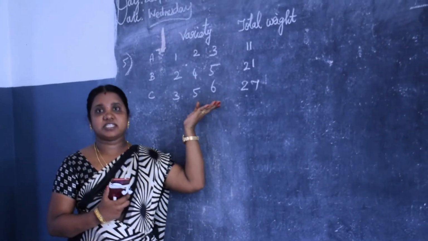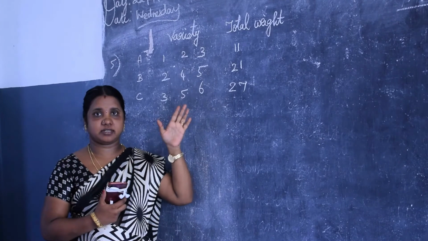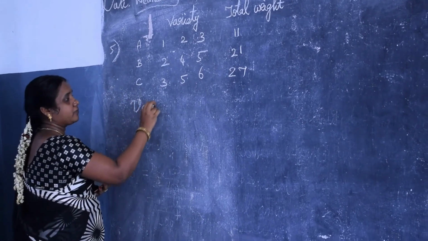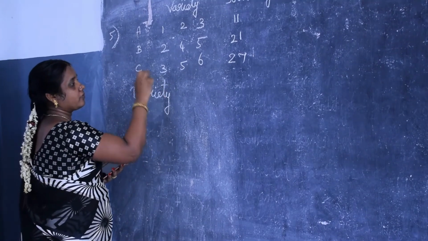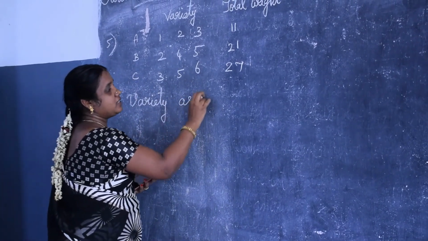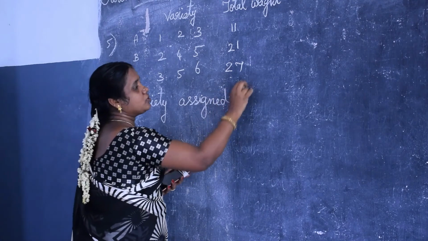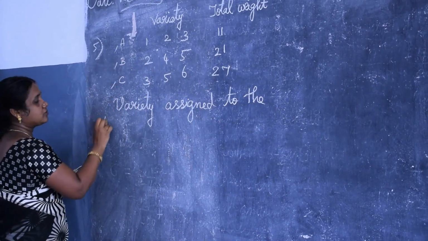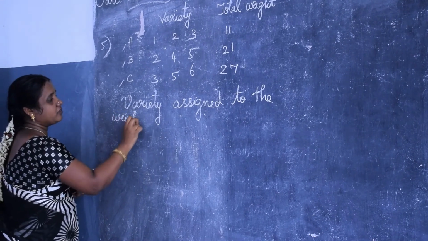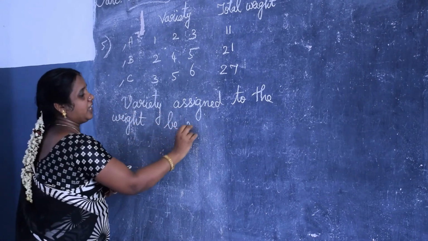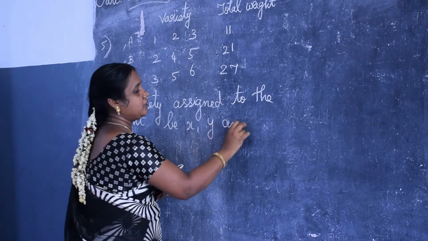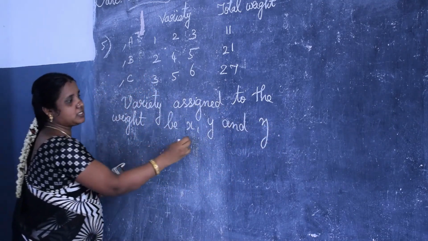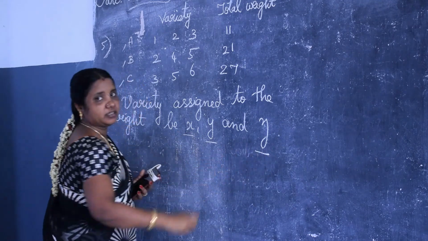See here, this tabular column is given in the question itself. You have to find the weight assigned to each variety. Here 3 varieties are given. You have to find the weight of these 3 varieties. That I am going to keep as X, Y and Z.